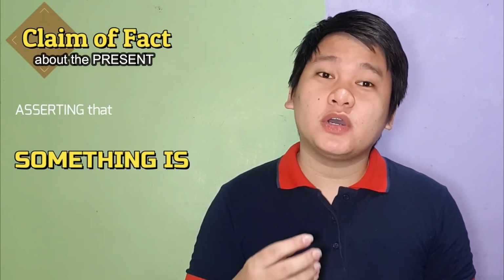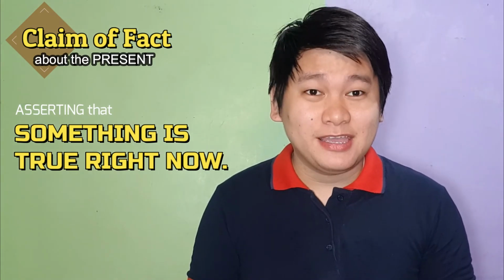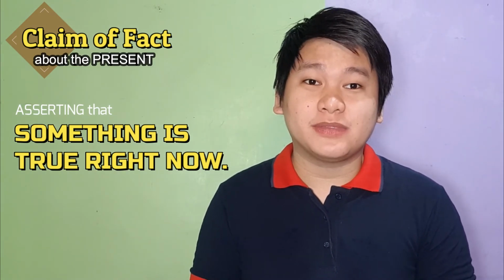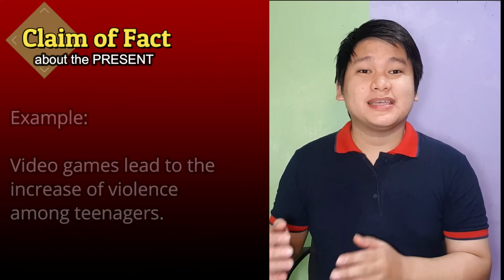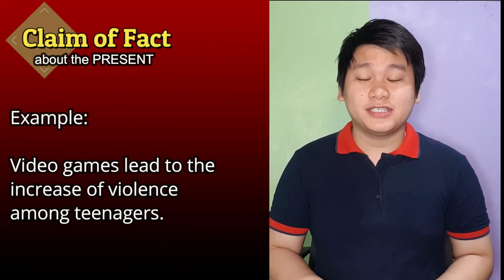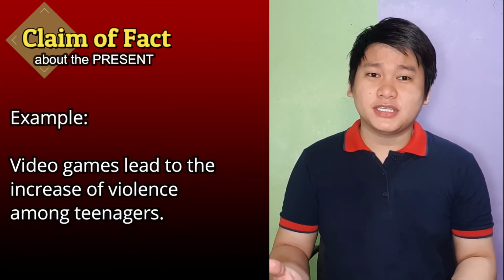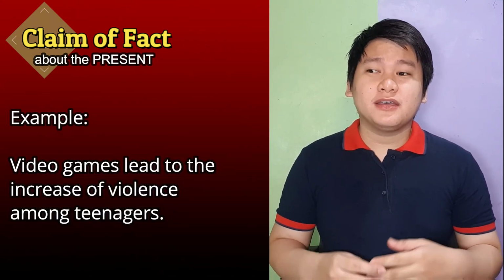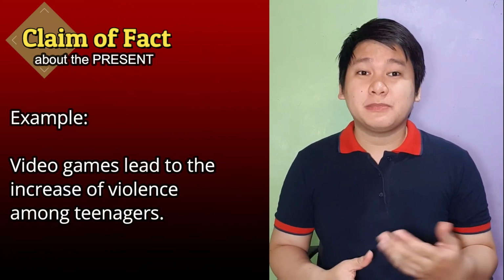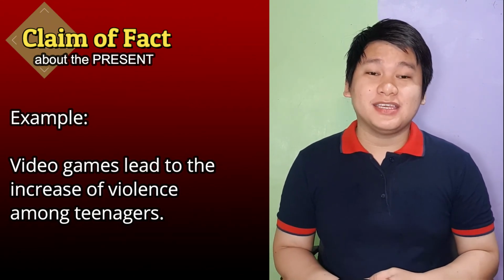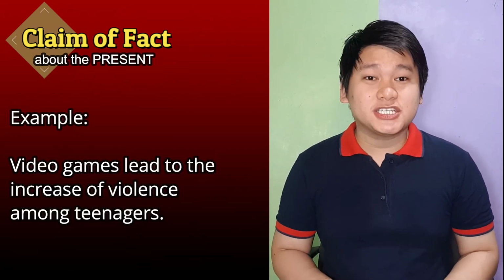Now, a claim of fact done about the present simply means that you are asserting that something is happening because of someone's actions or something else. Example, video games lead to the increase of violence among teenagers. Here, it is being claimed that playing video games cause teenagers to become aggressive and violent. Although this is supported by some studies, this is still a claim of fact because not all teenage violence are caused by playing video games. There are other reasons behind this, like domestic violence or childhood trauma. Therefore again, this is just a claim of fact.